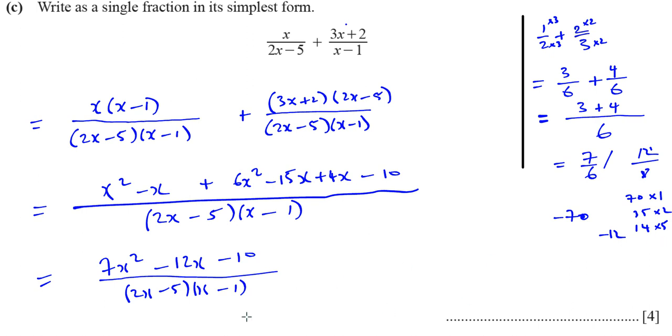So there's your answer then: 7x squared minus 12x minus 10 over 2x minus 5 times x minus 1. Okay, good.